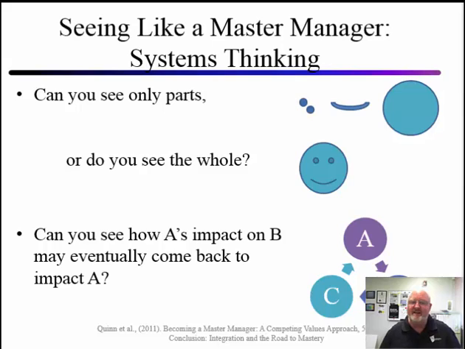So seeing like a master manager and thinking in terms of systems, you need to be aware that as a manager you can only see parts of the system at any one time. There are certain things that are hidden from you in the environment. Even with your best endeavours, you might not be able to see all of the information that you need to make a decision. So obviously a manager is aware that there is some information that's lacking and some information that they'd like before they make the decision.